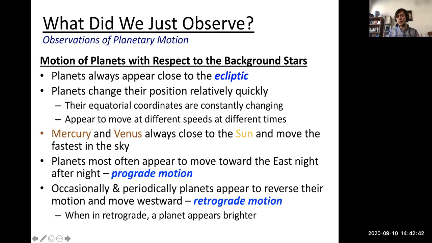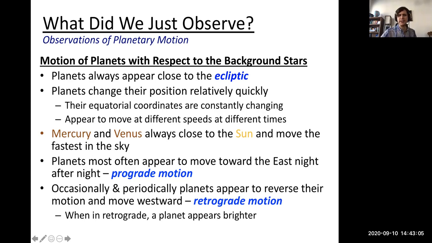Mercury and Venus always appeared close to the sun, and they had the fastest motion. This is going to be the evidence that Copernicus is going to use to argue that they are closer to the sun than the Earth is. Their orbits are interior to Earth's orbit. Most of the time, the planets seem to move a little bit more east night after night with respect to the background stars, a so-called prograde motion.